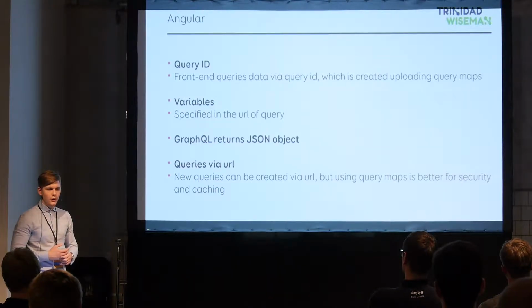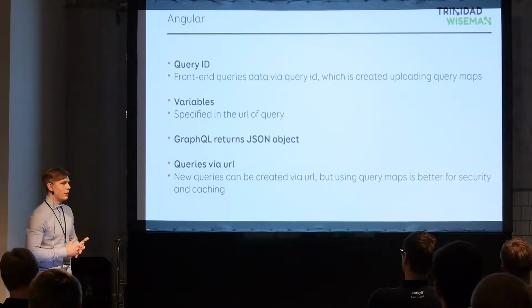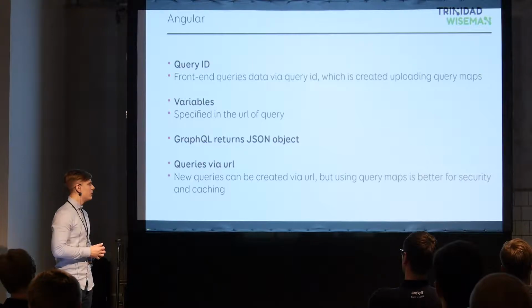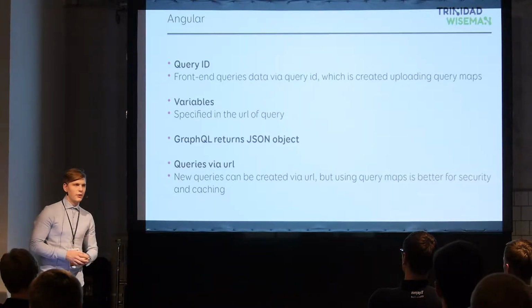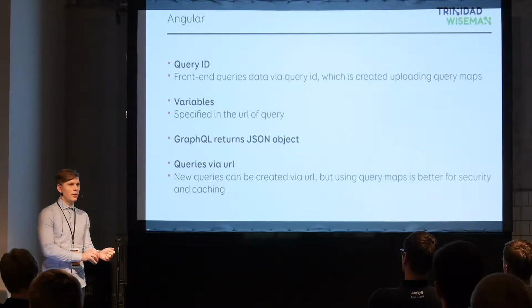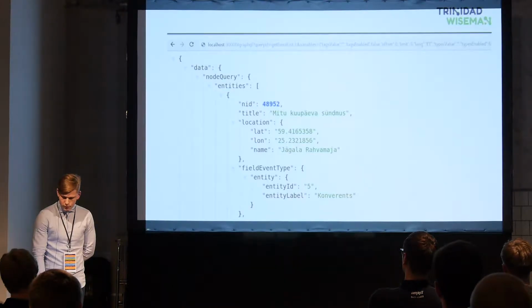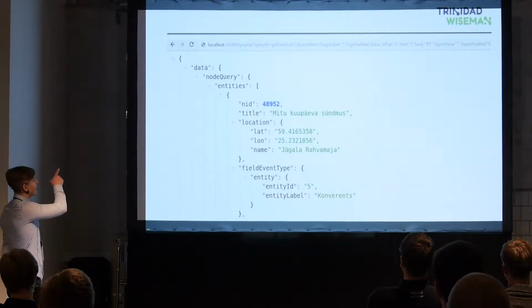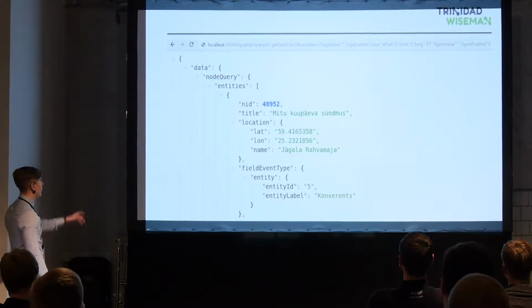Also, there is a way that you can query via URL. You can write the custom query in there, but I wouldn't recommend using that because it seems like it isn't that secure, and also the caching isn't really good over there. So here's a little example: the query that the front end makes, the URL is over there, and then it gets an object like this.